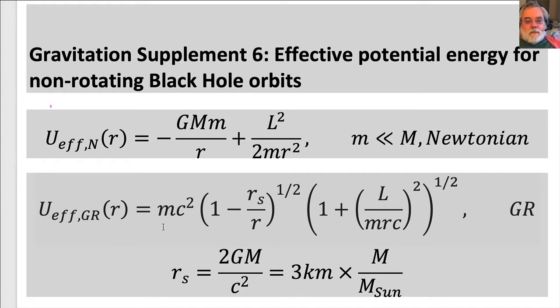The rest mass energy, mc squared, is not included in the Newtonian expression, but we have the freedom to include any amount of energy as the zero reference. We just choose in the Newtonian case to be zero energy at infinity. But in the general relativity case, we always have to take the rest mass energy into account.